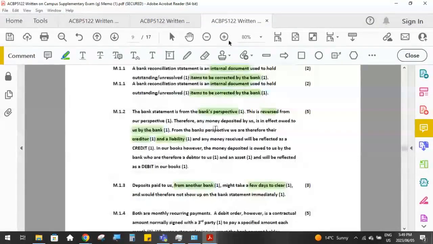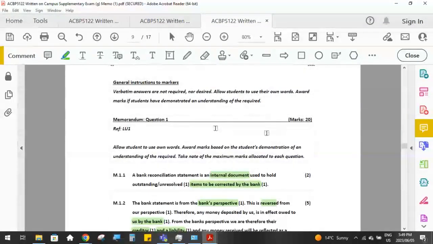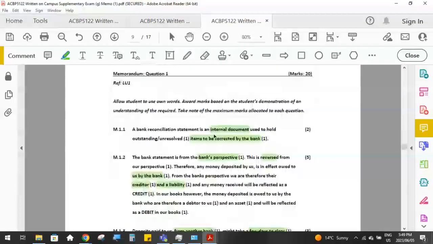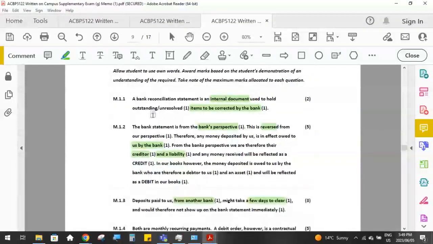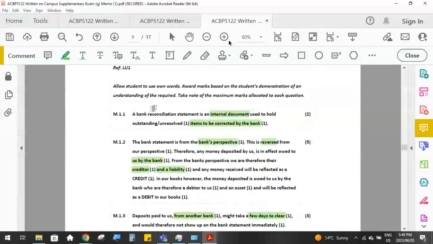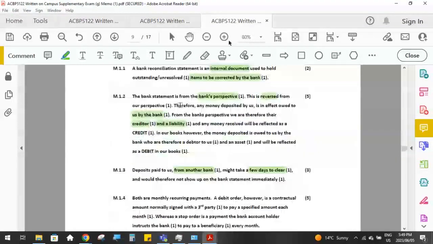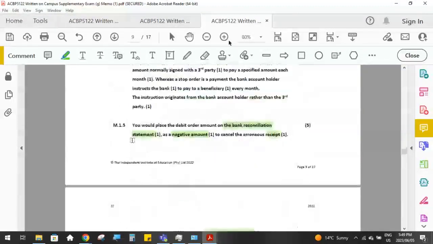All right, so that's a very good example of a good 20-mark theory question and how they can ask you these types of things. So they don't necessarily have to give you a bank recon to complete or bank general ledger accounts to fill in. They can also test you in this way.